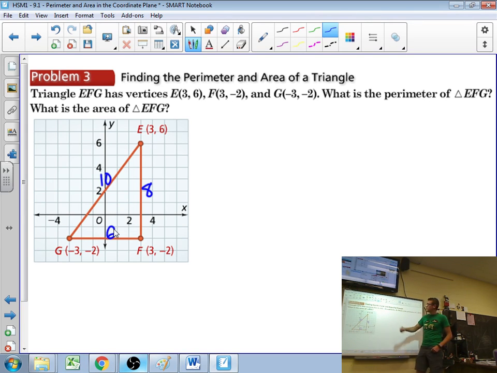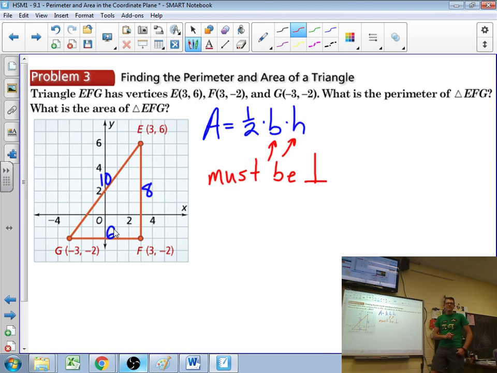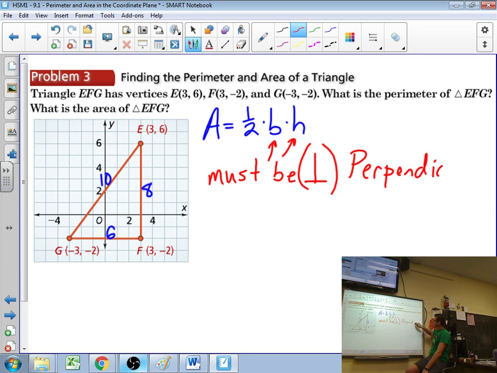Now if you go back to the beginning of your notes and check your area formula for a triangle, it's 1/2 the base times the height, and the big bells and whistles and alarms in your head that should be going off is that the base and the height must be, what does that symbol mean? Perpendicular, right? So this means perpendicular, so I'm going to put parentheses around it and then write it out, perpendicular, in case you forget. The base and the height, those two measurements that you use, have to be perpendicular.